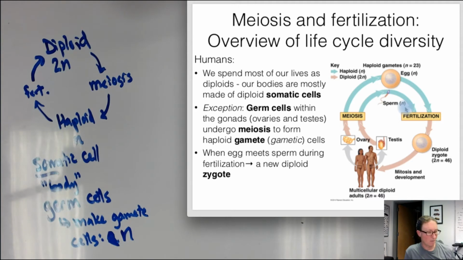So most of our body consists of these somatic cells. We've got a subset that are haploid gametic cells. So when an egg meets a sperm during the process of fertilization, then the result of that's going to be a new diploid zygote. So a zygote is a young developing offspring that's then diploid again. And that zygote will grow up, they'll mature, and then the whole cycle will repeat.